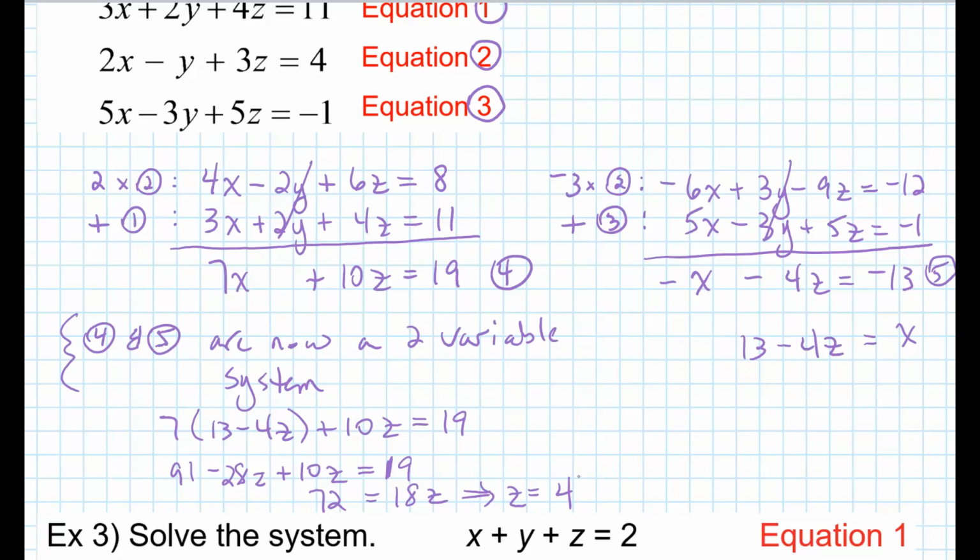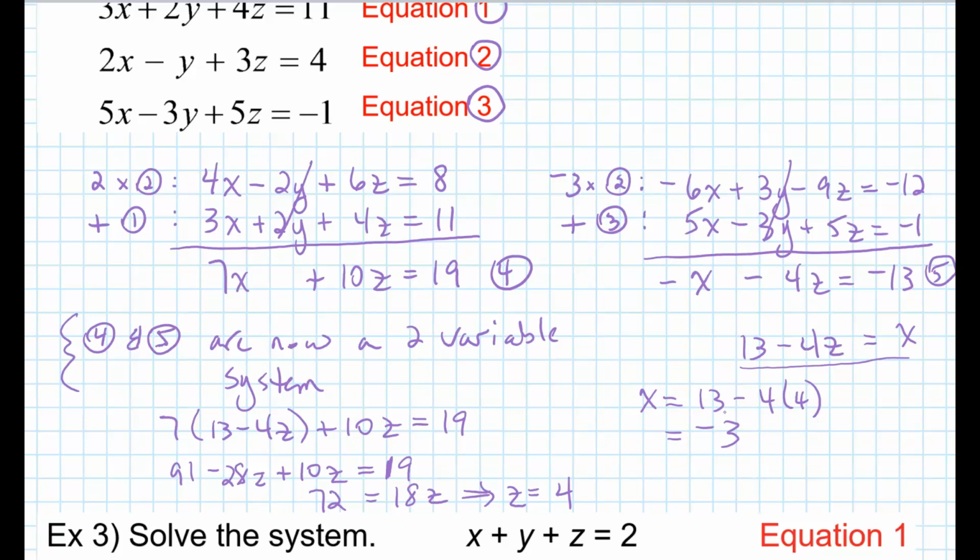All right, what should we go back and find now? We should go find x now because we have x isolated here already. So x is equal to 13 minus 4 times 4. So what does x equal? -3. Okay, now we have x, we have z.